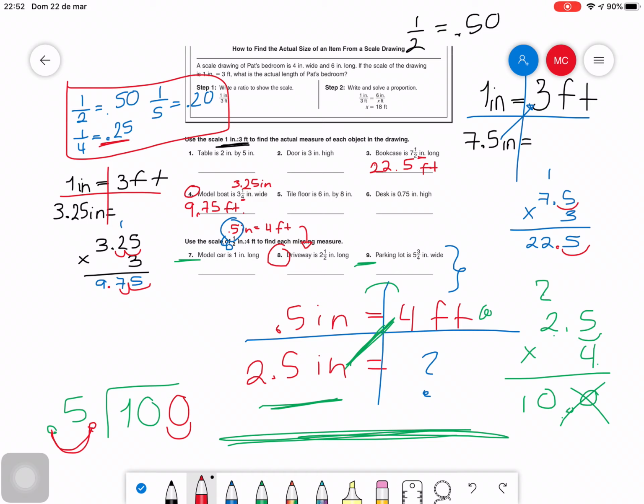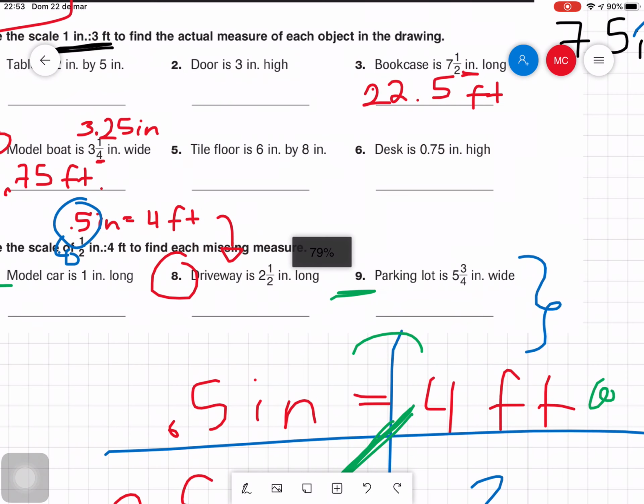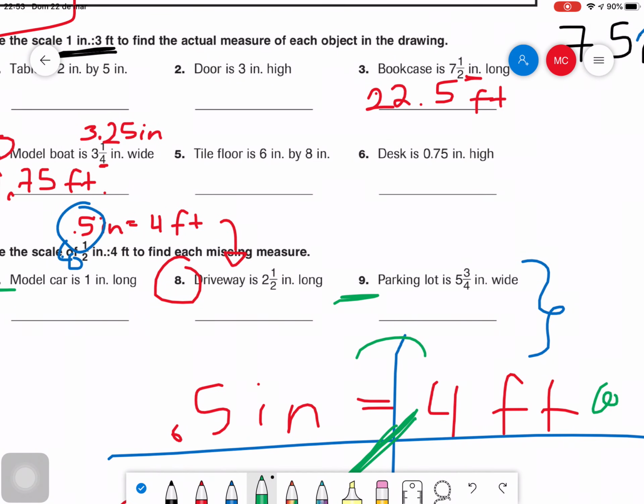How many times does 5 fit in 10? 2. 2 times 5 is 10. I am left with 0. I put down this 0. And then how many times does 5 fit in 0? 0. So the answer is, sorry, let me make it bigger. The answer will be 20 feet long.